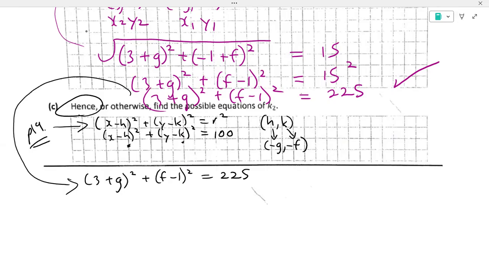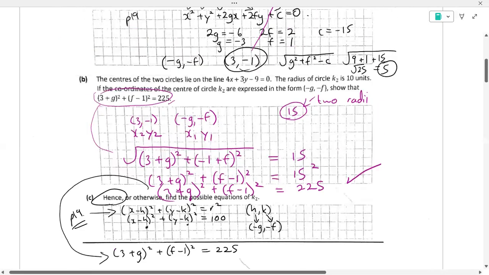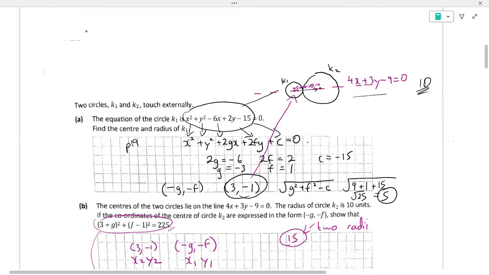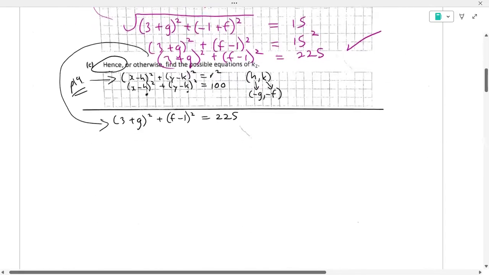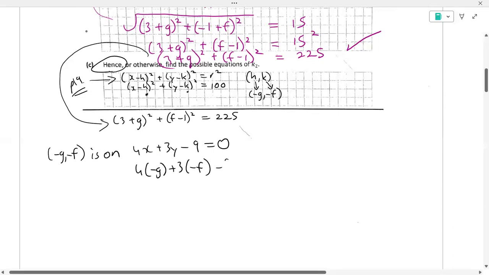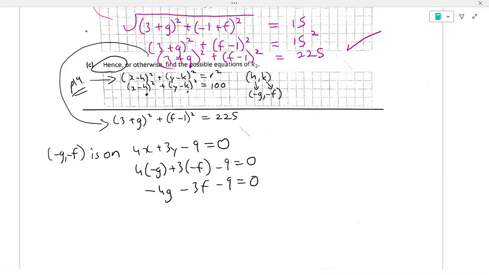So the only other bit of information we know and that we haven't used is this thing about this line. So this line, 4x plus 3y minus 9, apparently has the center on it. So minus g, minus f is on this line. So all I have to do really is fill in the center, minus g, minus f, into this line. Now, at this stage, I suppose we still have the problem that we have two unknowns. We always want to get closer to having one unknown.